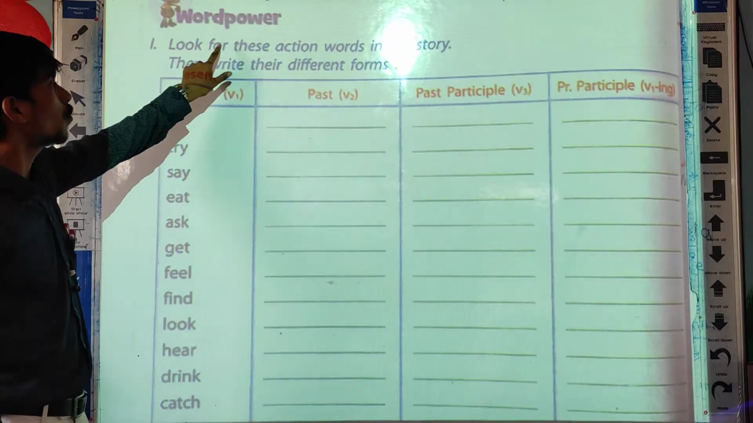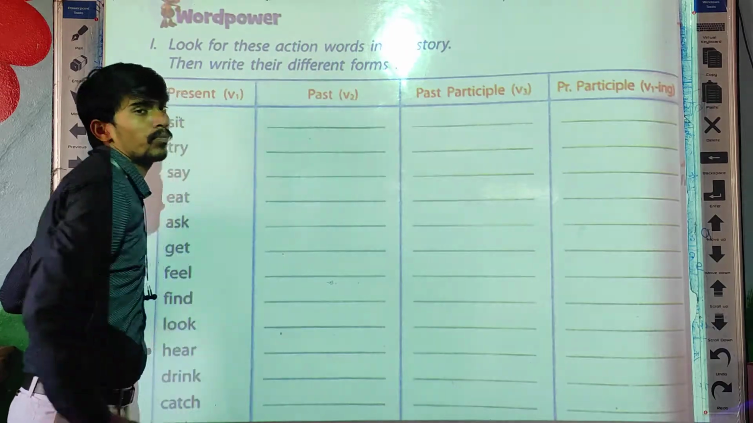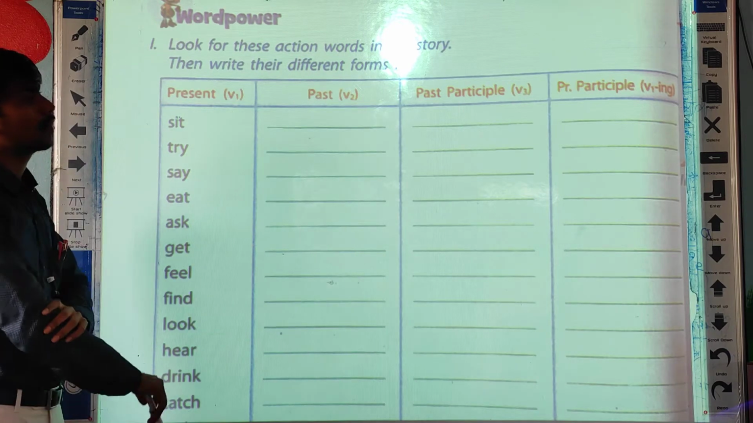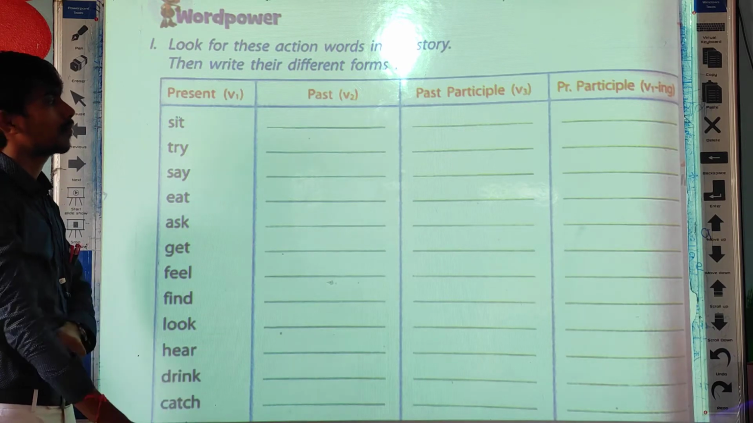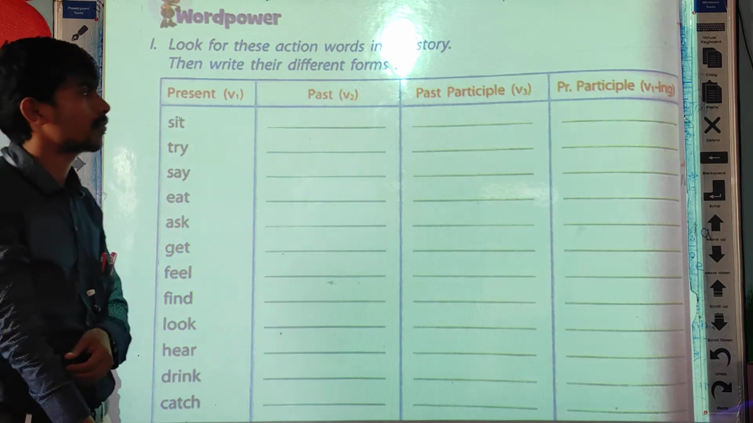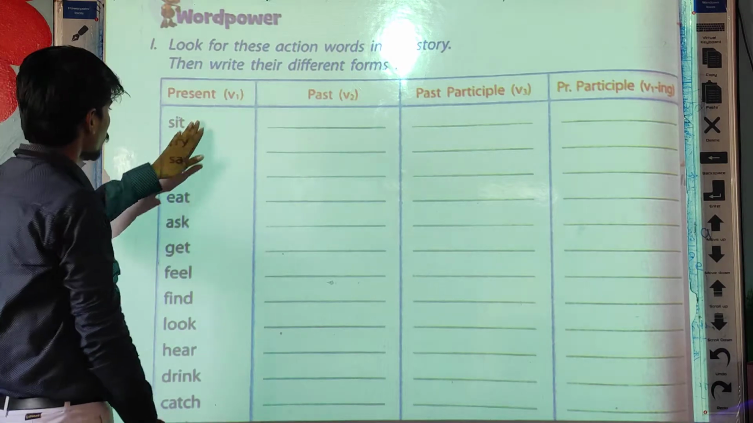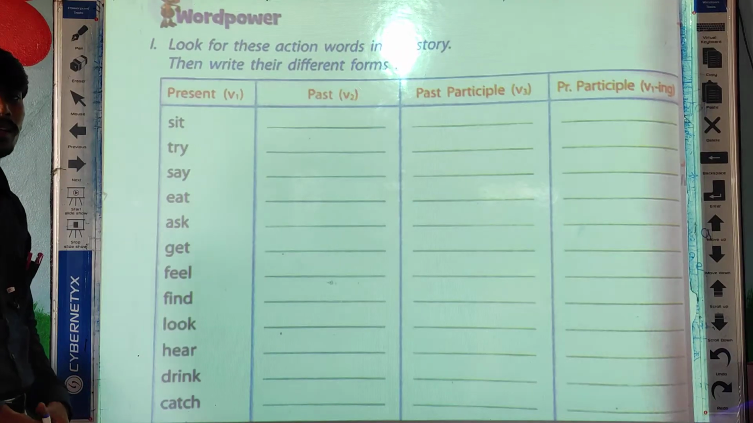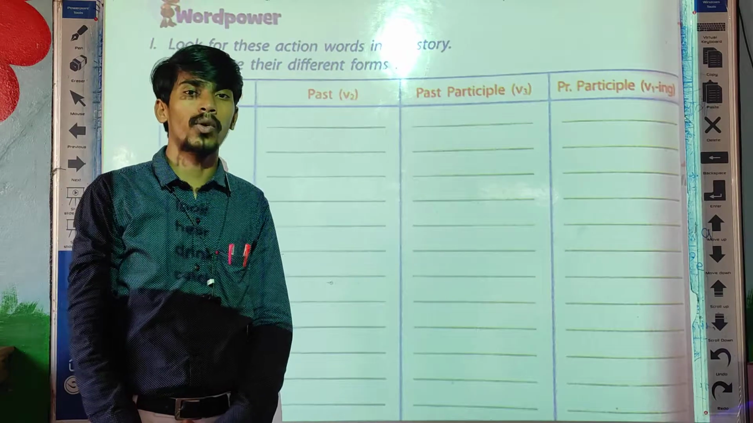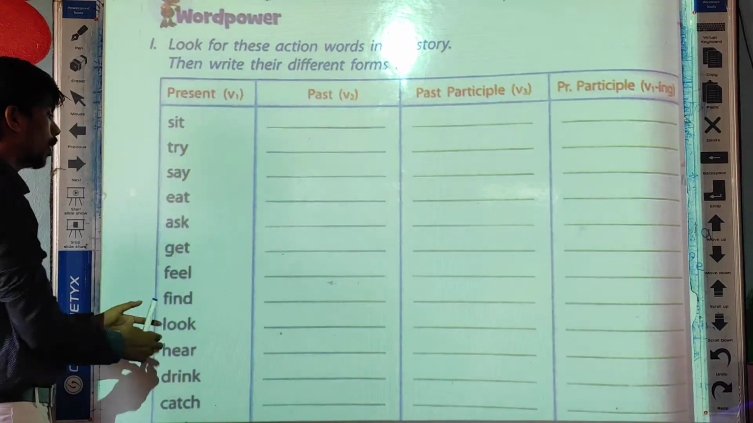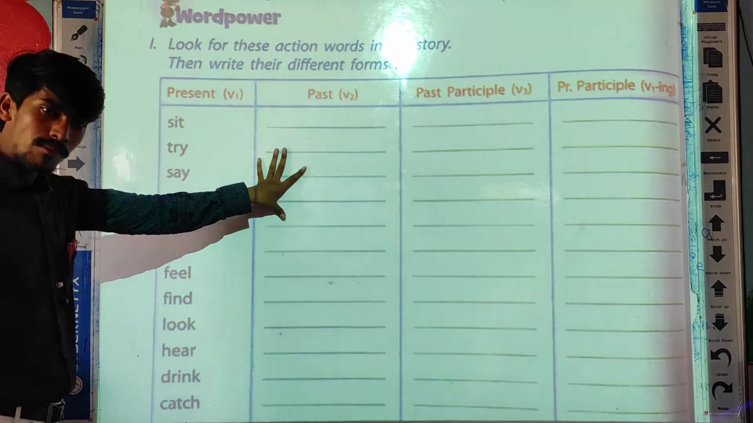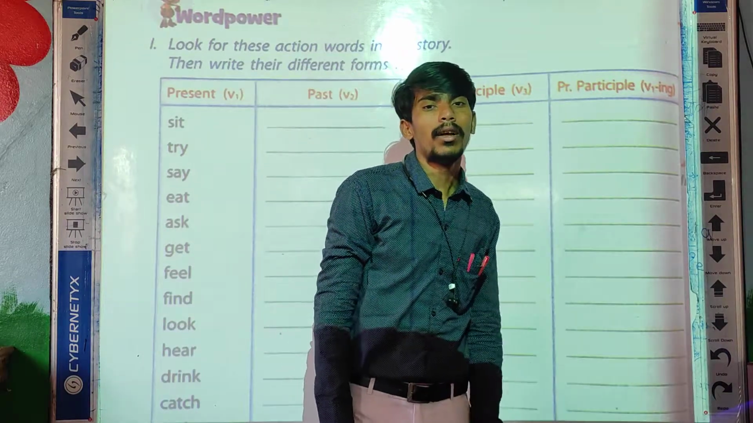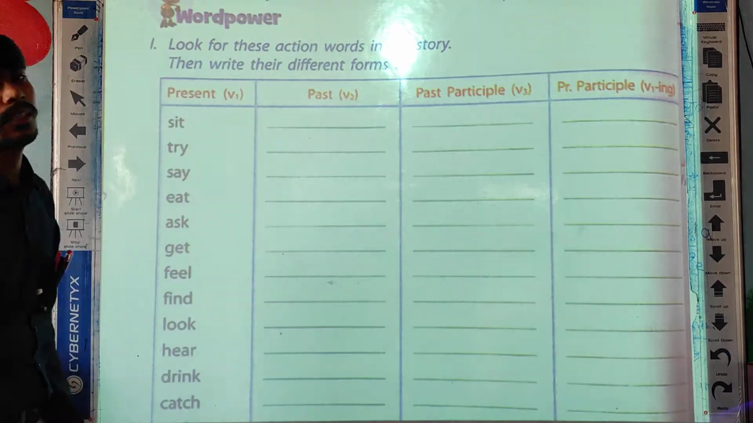So let's read. Look for these action words in the story, then write their different forms. Now what you have to do? We have to write, these are the action words in the story. Action words means they are the words. So, here are some verbs. We have to write their past forms and their past participle forms. Also, we have to write their present participle forms. Means, we have to add ing to that form.